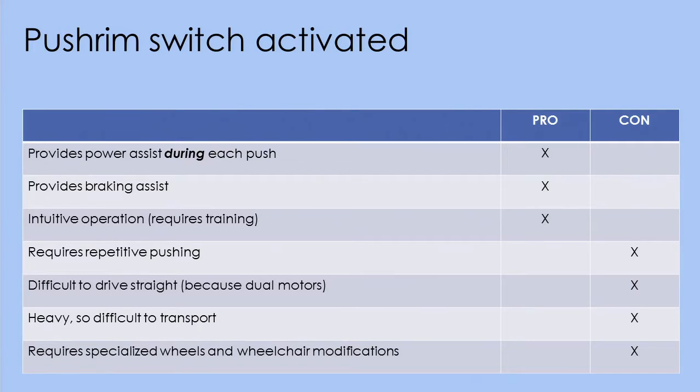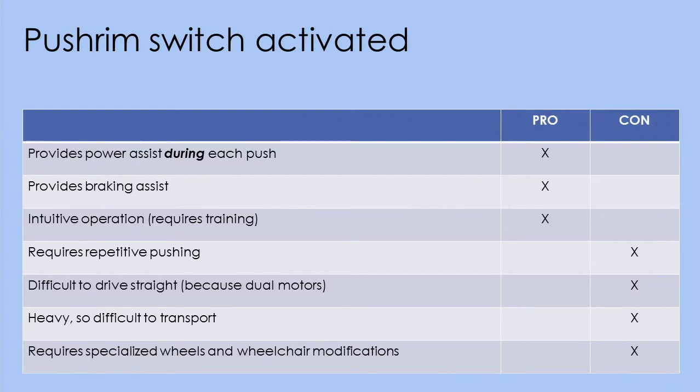So basically on push rim activated power assist, one of the pros is that you get power during the push. So as you're touching the rims, you're getting power. So somebody who's weaker can easily get it going. That's obviously a positive. Also, the push rim-based power assist does provide braking assist. So when they're going down a hill, it will slow them down.